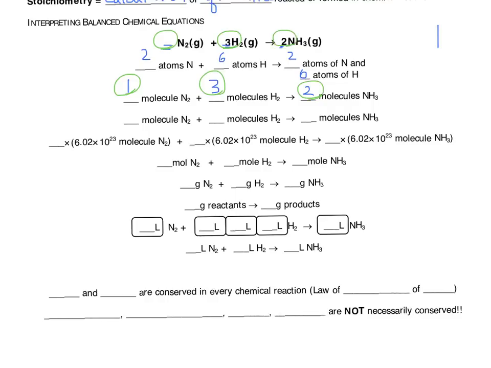Okay, what if I had 10 molecules of nitrogen? Now I have 10 times the amount I had a moment ago. So all I do is multiply the coefficient by 10. So 1 times 10 is 10. 3 times 10 would mean I would have 30 molecules of hydrogen that would have to react with 10 molecules of nitrogen. And if 10 molecules of nitrogen reacted with 30 molecules of hydrogen, you would get 20 molecules of ammonia. Again, I just took the 2 coefficient and I multiplied it by the 10.